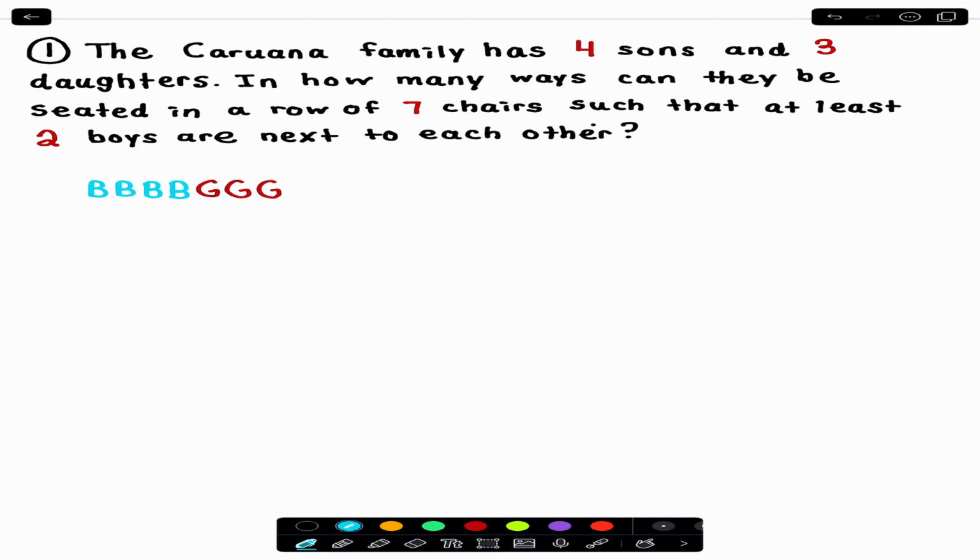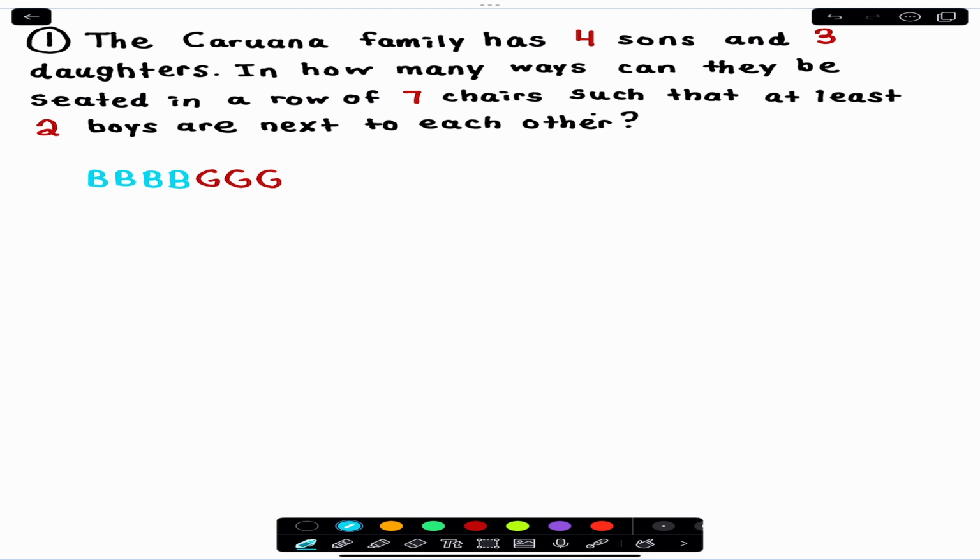But that's not the only way. So this would be one case. But guess what? There are some more valid seating arrangements, such as maybe 2 boys, followed by 2 girls, followed by 2 more boys, and then 1 final girl at the end. We could also have a boy first, followed this time by maybe 2 girls, and then we got 2 boys. Maybe we could stick a girl here and then a boy here at the end.